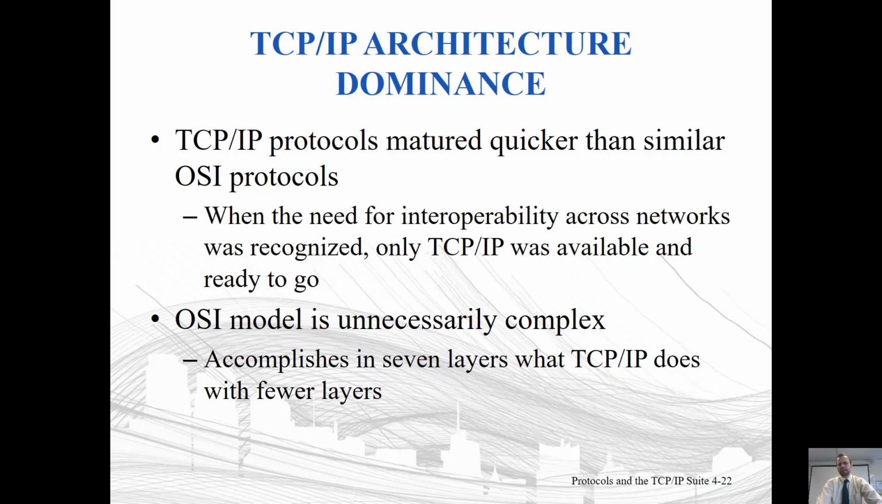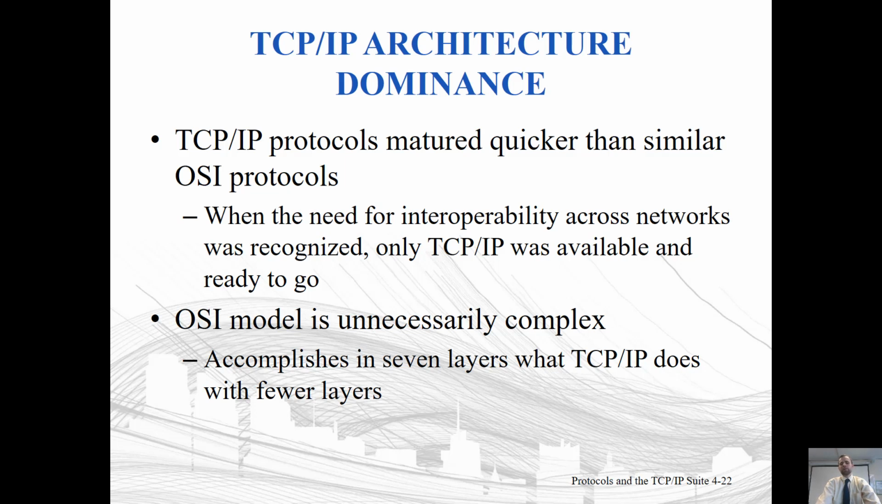So TCP/IP has somewhat taken over in terms of the dominant architecture that's accepted by the community. And a lot of this has to do with the fact that it matured faster than comparable OSI protocols. So when the need for interoperability across networks was recognized, TCP/IP was the only ticket. It was available and ready to go.